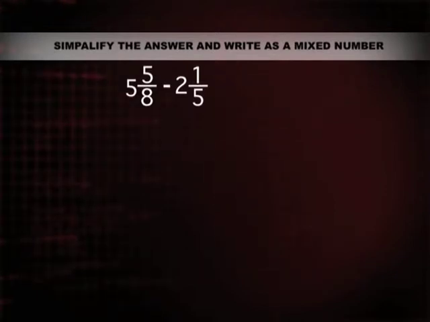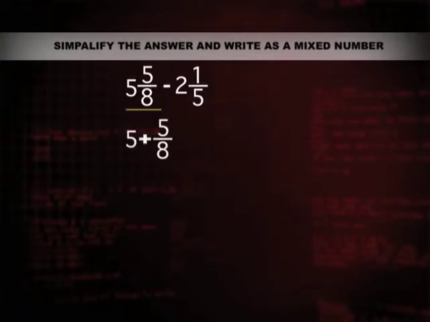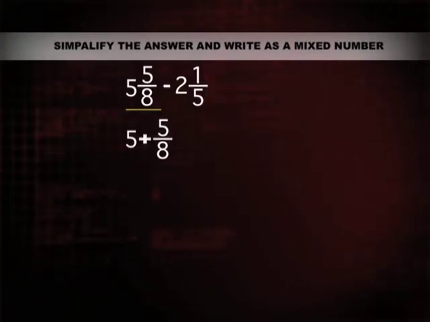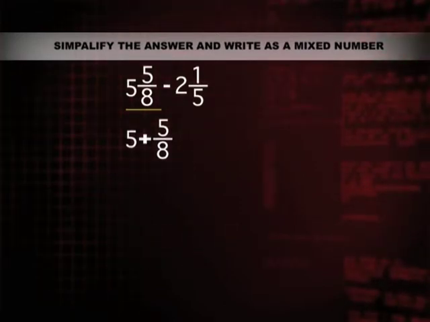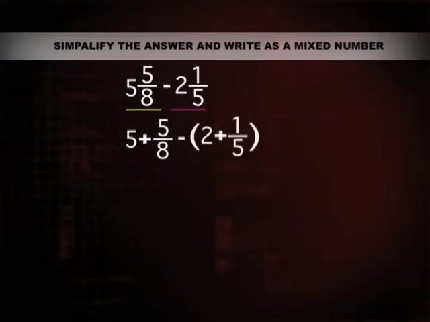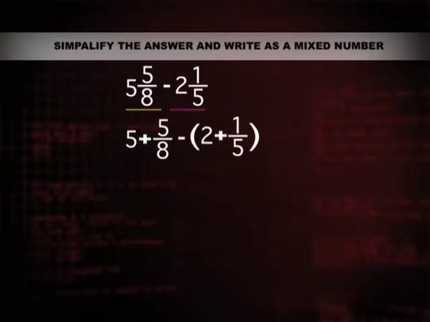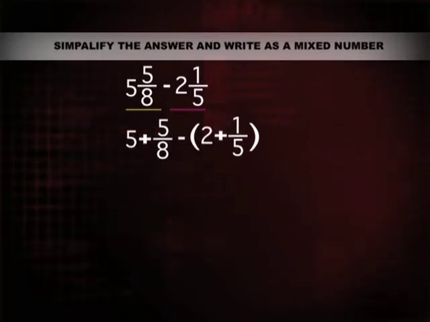So just to remind ourselves, 5 and 5/8 is the exact same thing as 5 plus 5/8. And subtracting, let me write this subtraction sign in blue, we're subtracting 2 and 1/5. But 2 and 1/5 is the exact same thing as 2 plus 1/5. That's what 2 and 1/5 really is. Now, if we're subtracting, that means we have to subtract the 2 and we're subtracting the 1/5. Distributive property. We're subtracting both of them.